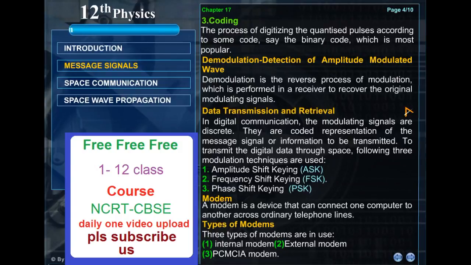In digital communication, the modulating signals are discrete. They are coded representations of the message signal or information to be transmitted. To transmit the digital data through space, the following three modulation techniques are used: amplitude shift keying, ASK; frequency shift keying, FSK; and phase shift keying, PSK.